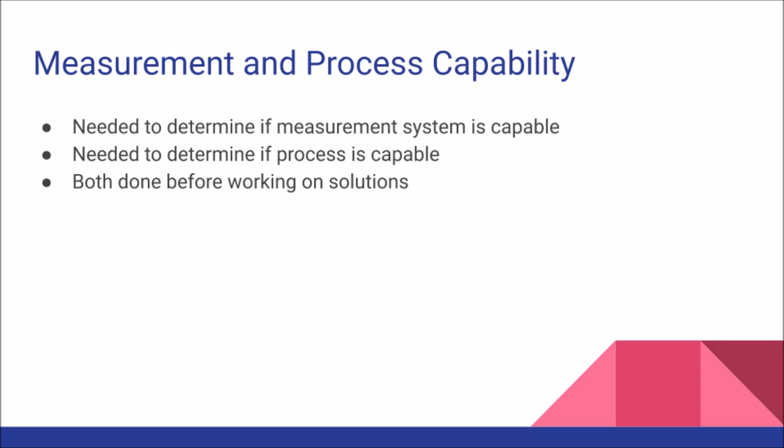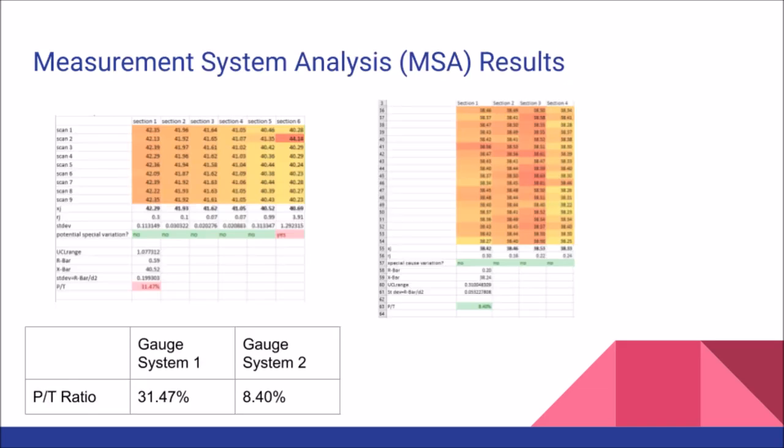Before we could develop our methodology for solving the problem, we first needed to make sure that the process and the measurement system used were capable. And so we performed a measurement system capability and a process capability analysis. We performed a measuring system analysis on gauge system 1 and gauge system 2. Gauge system 1 is questionable. However, the data which we based our solution off of is based off of gauge 2.